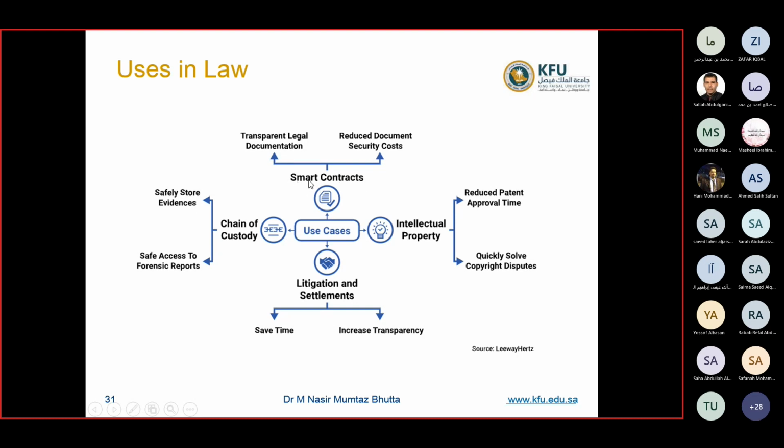It can be used for smart contracts with transparent legal documentation or reduced document security cost, and also for intellectual property, like when you register copyrights or patents, so that information is recorded and no one can change it, and it can be used to track whether those are being followed or not. Also litigation and settlement: it can save time and increase transparency. So these are some of the applications for the law people. I hope some of you are here.